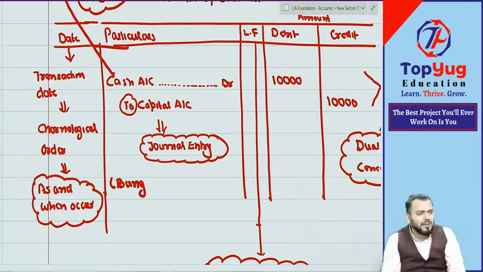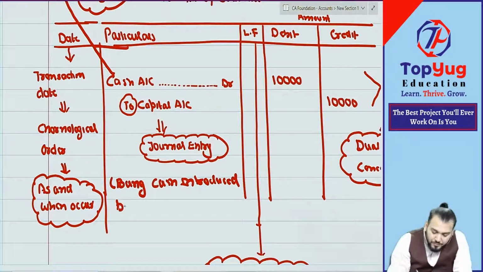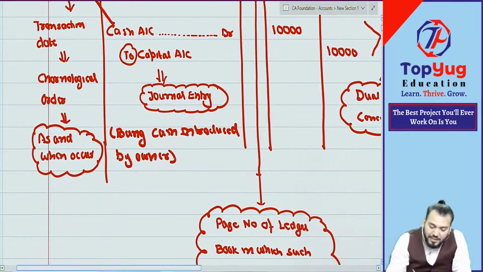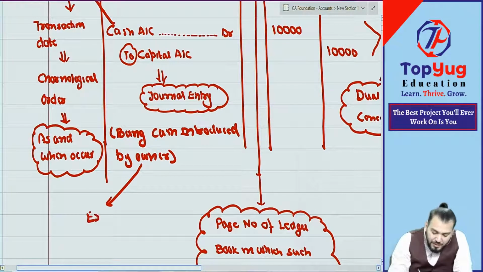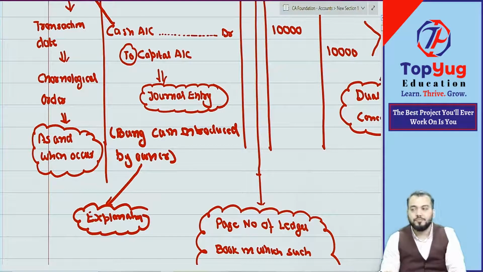You can also write down just cash introduced by the owner, and that can be understood, but from the examination point of view, we'll follow the traditional way of writing the explanation. So being cash introduced by owner. This is known as the explanation. We provide an explanation. Have you understood this point? Yes, sir, understood.